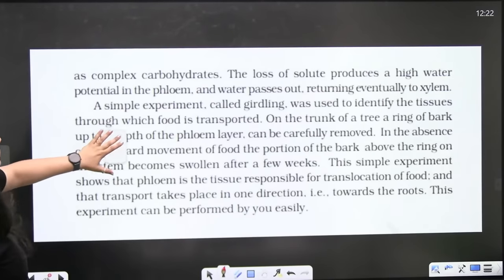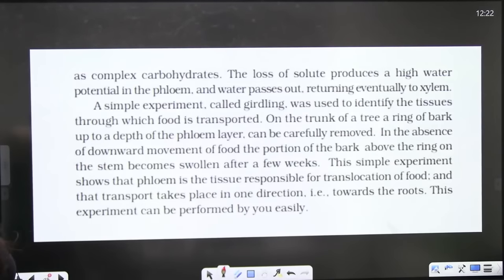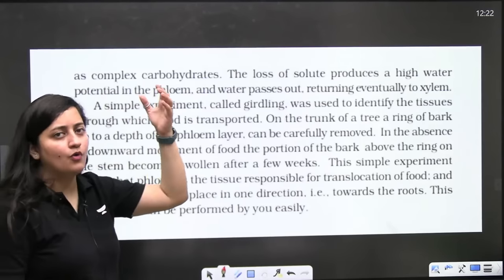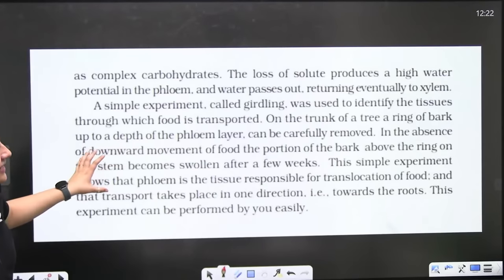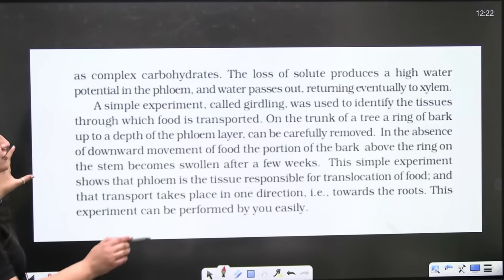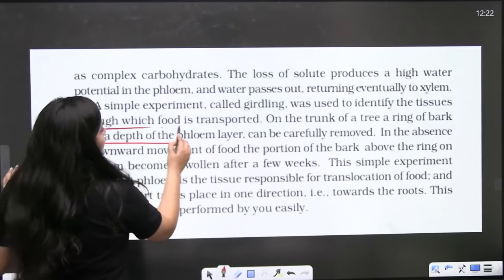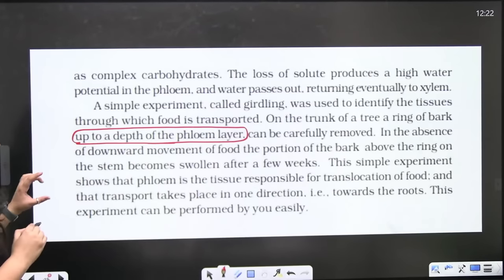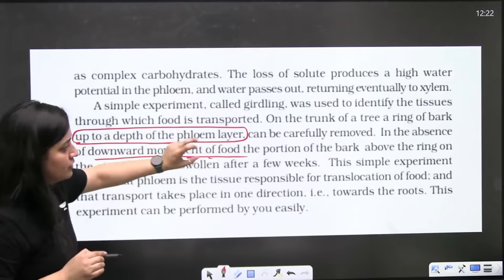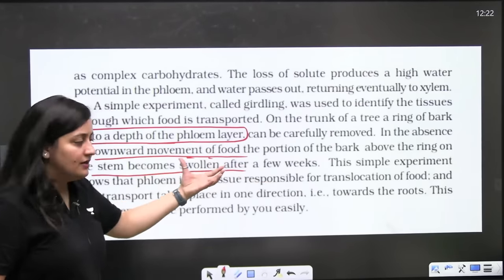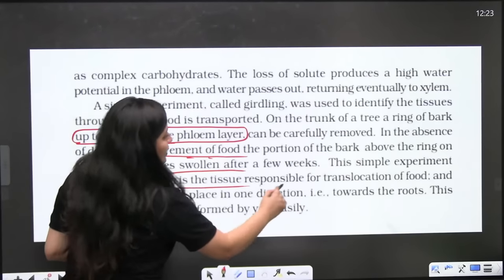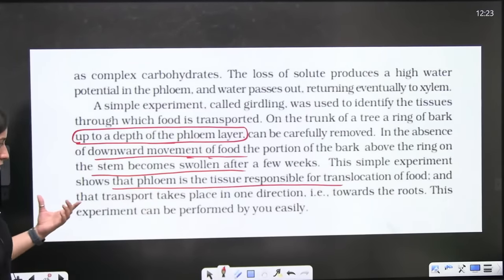Okay, so loss of solute produces a high water potential. That part is done. And I think you know about the girdling experiment, isn't it? Which is used to show how sugars flow from the phloem. Remember this? Girdling experiment. On the trunk of a tree, a ring of bark up to a depth of the phloem layer will be removed. So in the absence of downward movement of food, the portion of bark above the ring will become swollen, right? So the simple experiment shows that phloem is the tissue responsible for translocation, right?